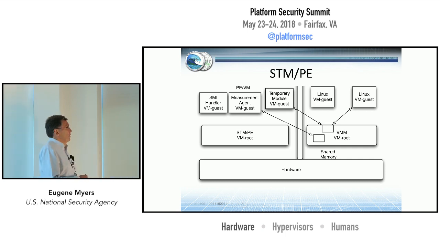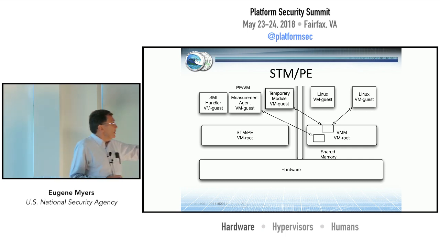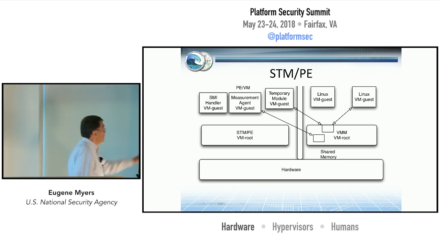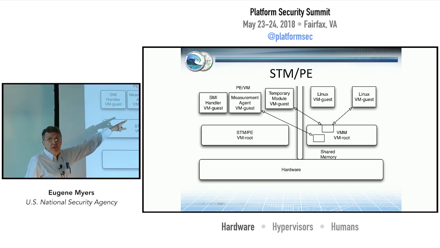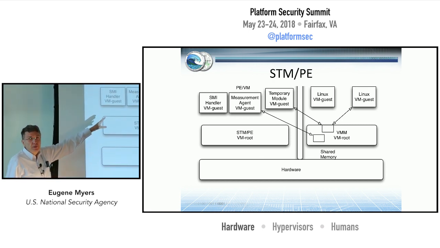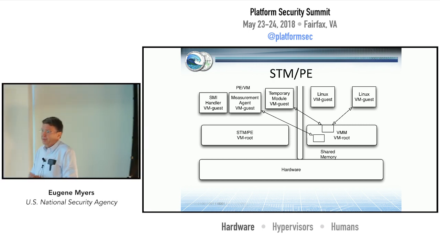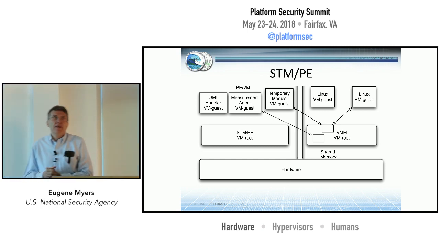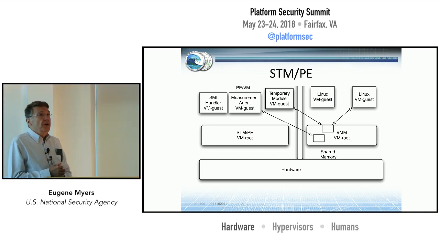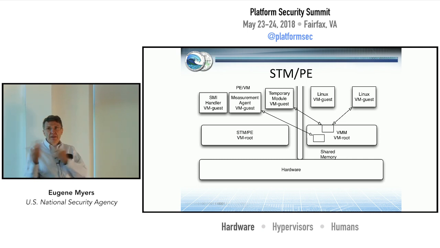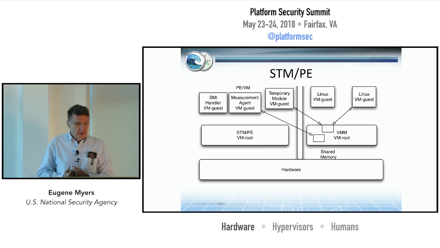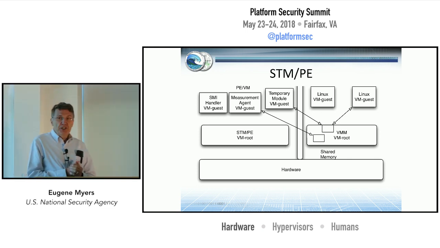So what we have now on STMPE is an additional measurement agent and also a temporary module as well. In other words, the measurement agent is what I call a permanent guest, a permanent protected execution VM. There's also the capability of running a temporary one where I can throw some code down there, run it, and get some result back. And the communication is done via a shared buffer in the kernel space.